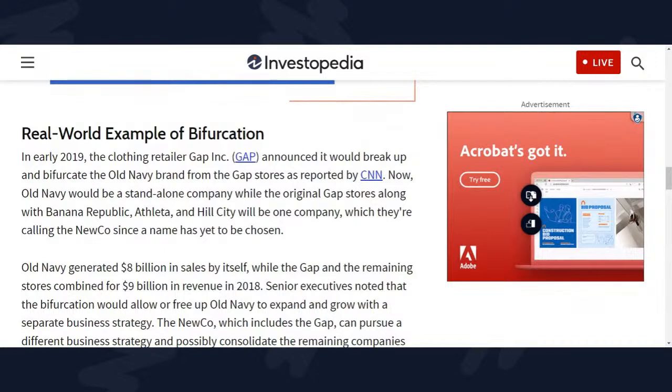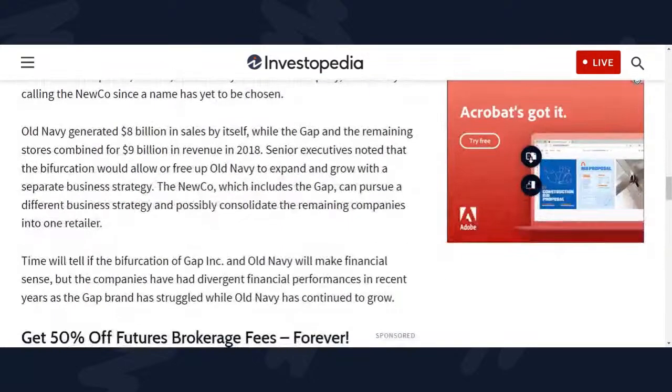A real world example of bifurcation: in early 2019, the clothing retailer Gap announced it would break up and bifurcate the Old Navy brand from the Gap stores as reported by CNN. Now, Old Navy would be a standalone company, while the original Gap stores, along with Banana Republic, Athleta, Hill City, will be one company, which they're calling the new company, since the name has yet to be chosen.